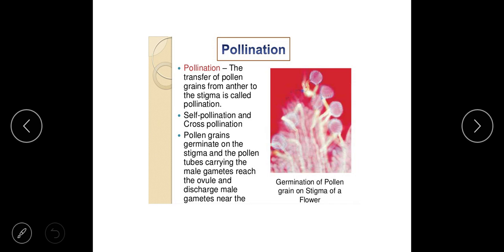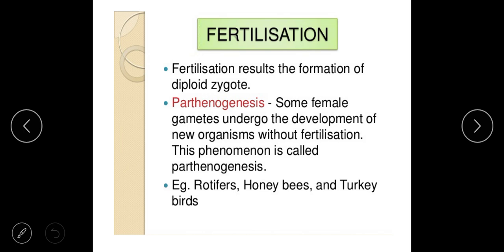Here you can see the longitudinal section of the stigma showing the germination of the pollen grains on it with the pollen tubes. After the pollen tubes, fertilization takes place, which I've already mentioned, resulting in the formation of the zygote. But again, biology is the science of exceptions. There are some organisms which are formed without fertilization. This phenomenon is known as parthenogenesis. Here, the female egg, without undergoing fertilization, develops into an organism.